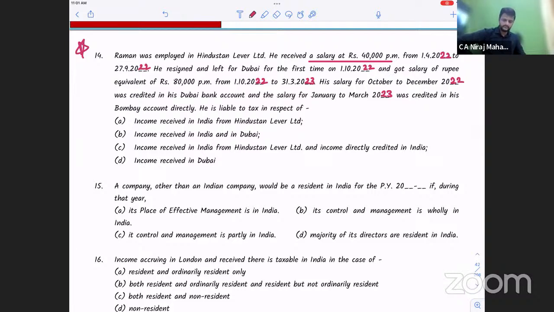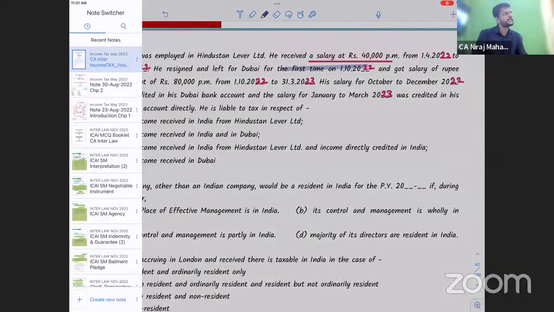Why? Because he's an ROR. Why is he an ROR? Because he has satisfied the basic condition that he has stayed in India for more than 182 days, not 6 months now. He left for Dubai for the first time on 1st October. Yes or no? Okay. So he was in India from what to what? He left India on 1st October, take 1st October in India. Exactly.